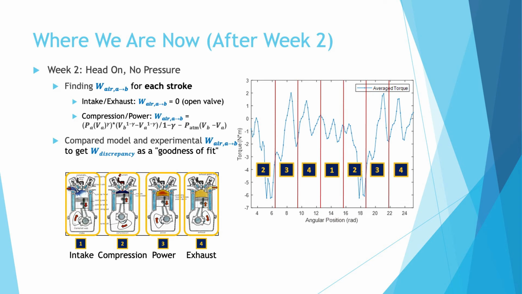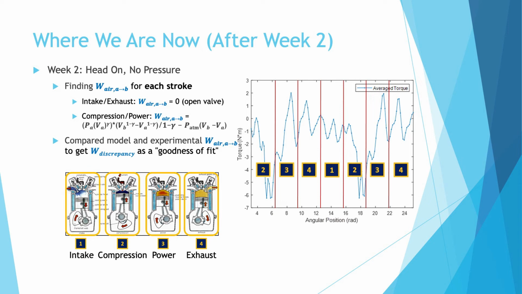So to review where we are now after week 2, we took data with the head on and no pressure from air injection, and we found the work by air for each stroke. The model says that the intake and exhaust should be 0, and that the compression and power should follow adiabatic compression. We compared the model to the experimental work from the air to get W discrepancy as a goodness of fit for the model to the experimental setup.